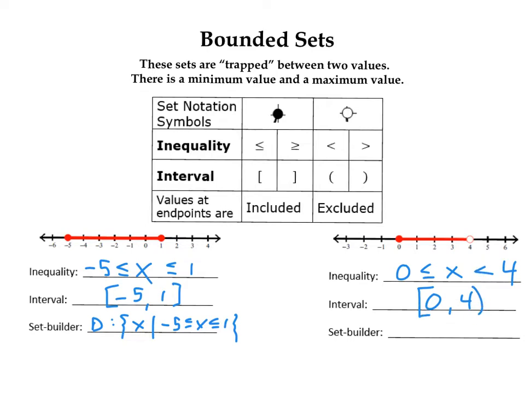And lastly, we have set builder notation, which is really just adding the curly braces. We say x such that it's between 0 and 4. And that's supposed to be a 4 here at the end. And braces. That's a 4.